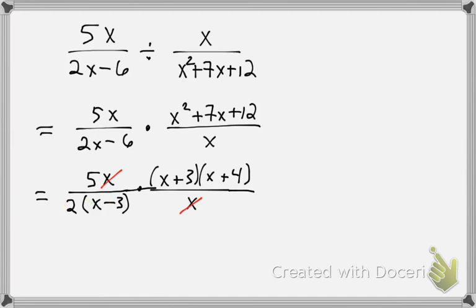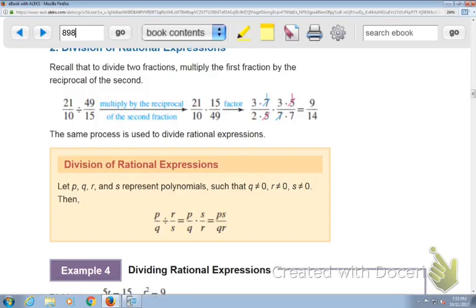Sometimes the hardest thing to do is walk away. Nothing else cancels. Right? By far, you guys are too bloodthirsty for your own good, and you cancel way more than you should. Sometimes this is it. So we got 5 times x plus 3x plus 4 over 2 times x minus 3. That's it. I know you guys just want to start canceling stuff out, but that's just not how life works.